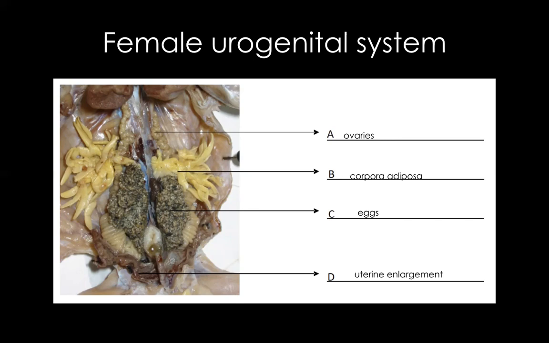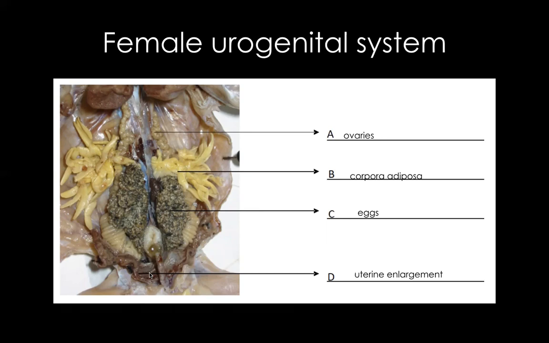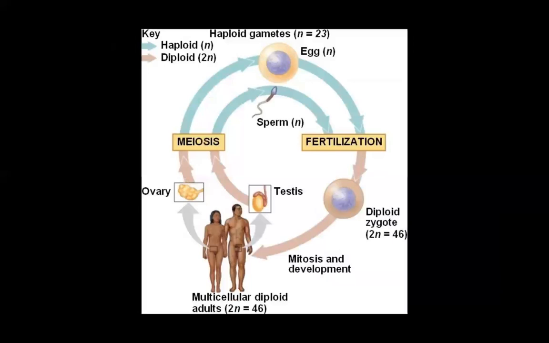Now, if you go down the oviduct, it enlarges into a distensible sac called the uterine enlargement, which is here. Now, the uterine enlargement temporarily stores the eggs when they're about ready to be released into the environment. And so the uterine enlargement basically is connected to the cloaca, where the eggs are released to the environment as well. So that is basically the pathway of the female urogenital system.